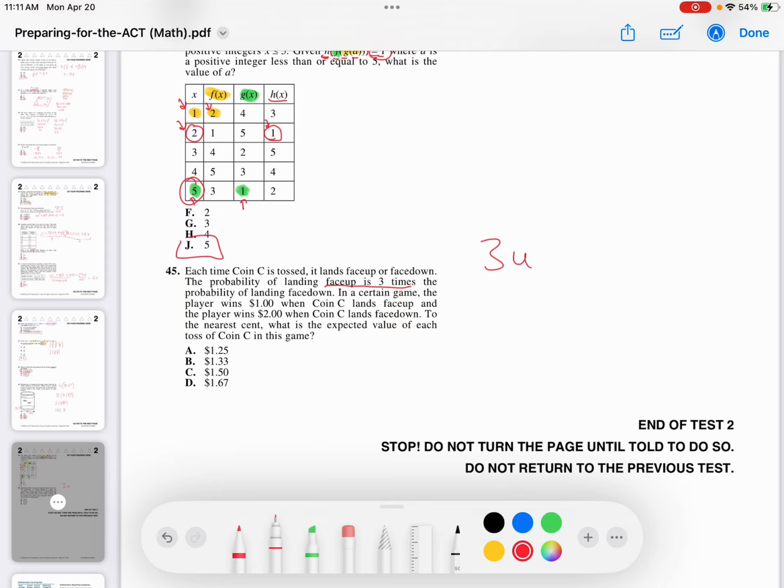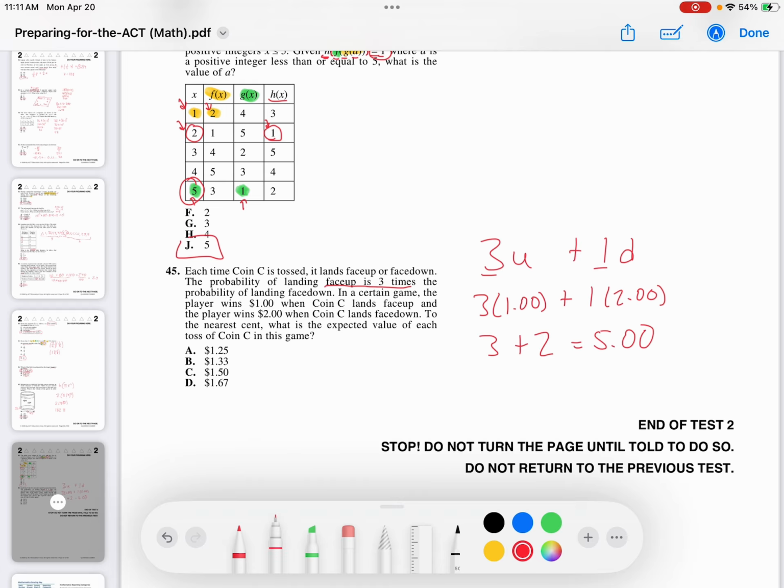So what that means is basically every time I land it 1 time face down, I should expect to land it 3 times face up. So if I toss it 4 times, 3 times should be up and 1 should be down. Every time it lands up, we get $1, so I can multiply the 3 times $1. Every time it lands face down, they get $2, so I can multiply that times $2. That would be $3, and this would be $2. So basically, every time I toss it a total of 4 times, I should expect to get $5.